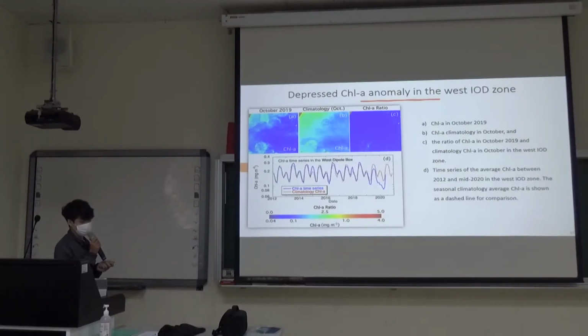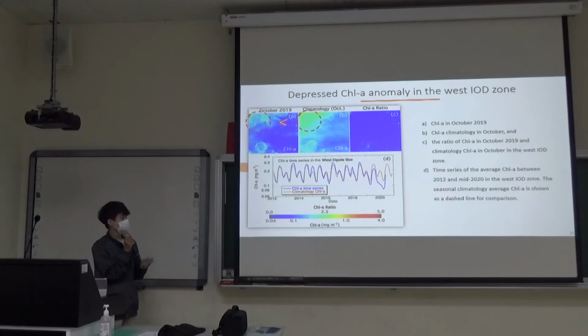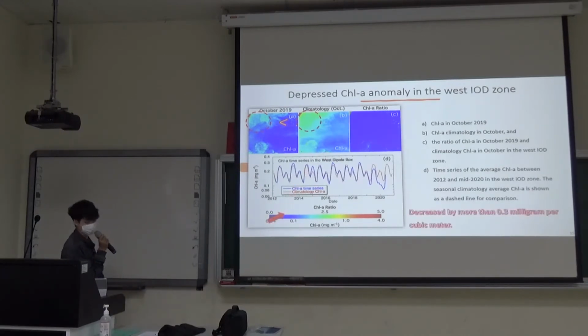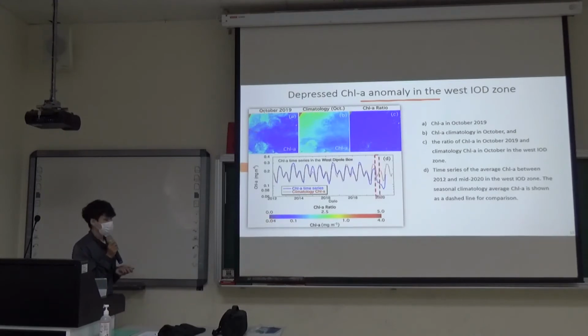Contrary to the eastern IOD region, in the coastal and offshore area, chlorophyll A in October 2019 was lower than the same month's climatological data. From the figure, we can find that in some near-shore areas, chlorophyll A decreased by more than 0.3 milligram per cubic meter. We can also see the abnormal biological activity in the IOD event in 2019 from the figure D time series.